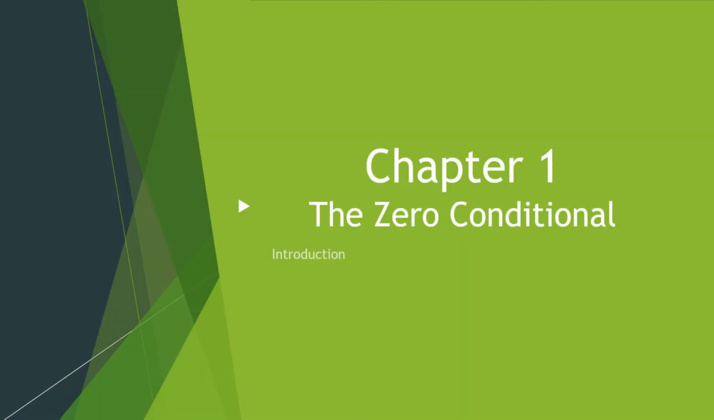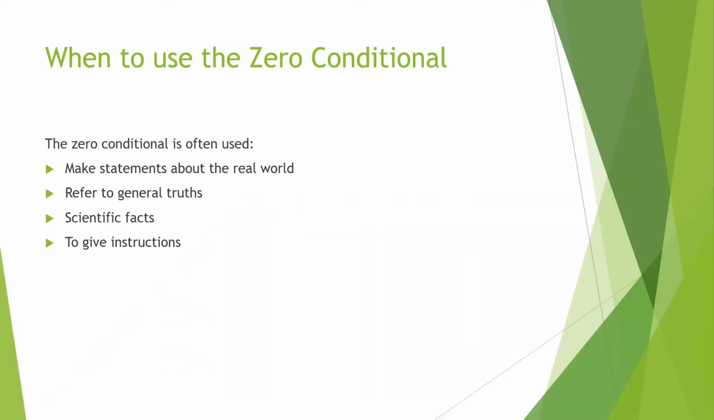Chapter 1. The Zero Conditional. When to use the zero conditional. The zero conditional is often used to make statements about the real world, about real and possible situations, to refer to general truths that are true now or always, scientific facts, and to give instructions using the imperative main clause.